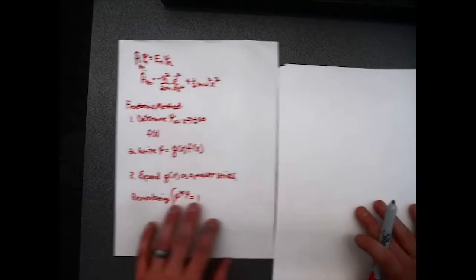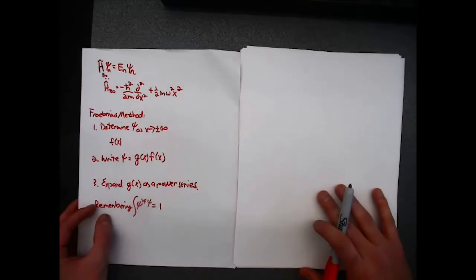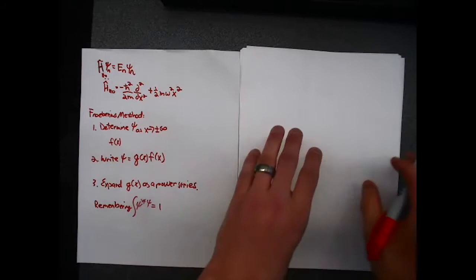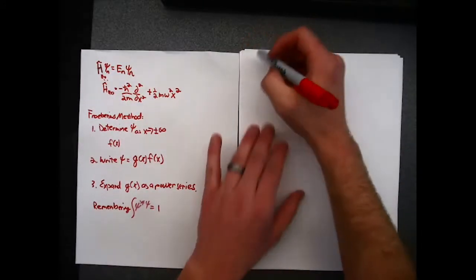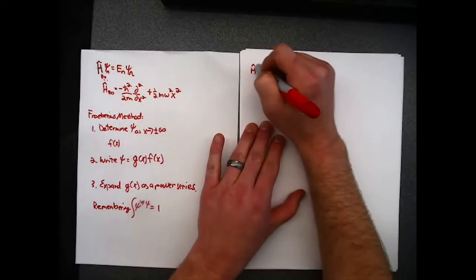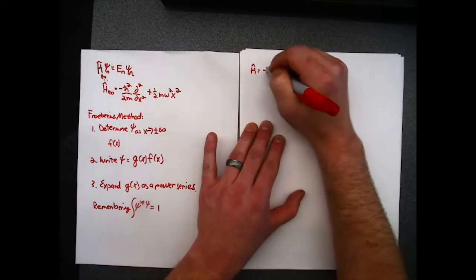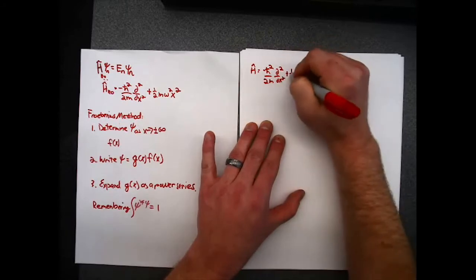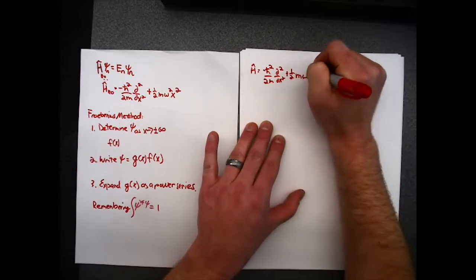So let's move over here. I think we can keep this in view while I write on the right hand side so we can go back and forth between them. Okay, so let's go back to our harmonic oscillator Hamiltonian. So H hat is minus h bar squared over 2m d by dx squared plus 1/2 m omega squared x squared.